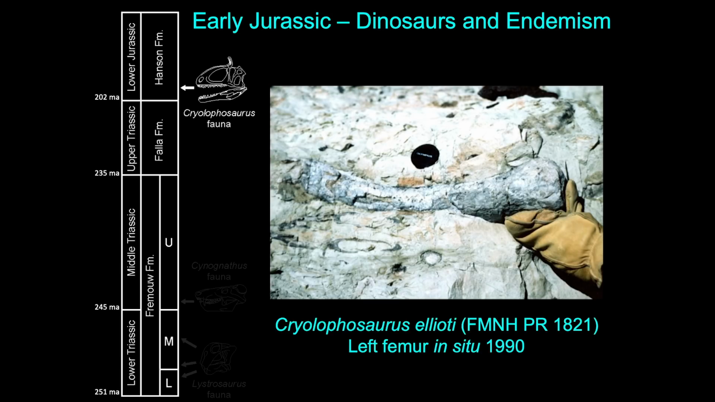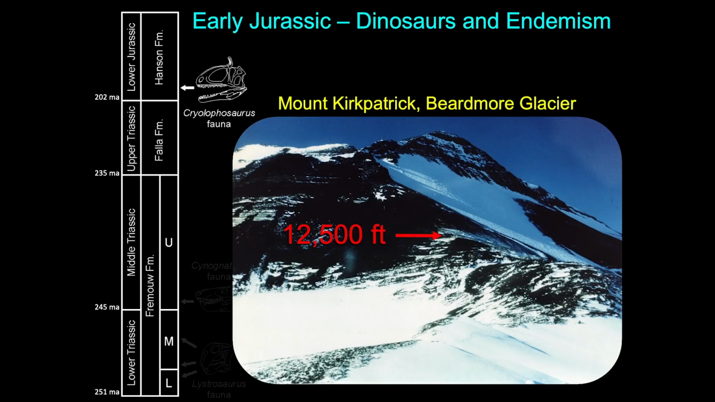That's other parts of the skull of Cryolophosaurus. And it's also important to realize that the material that I'm talking to you about in terms of the dinosaurs all comes from one site on the side of Mount Kirkpatrick, one of the higher peaks in the central Transantarctic Mountains. Right, so we've just got one site that's yielding these fossils so far.